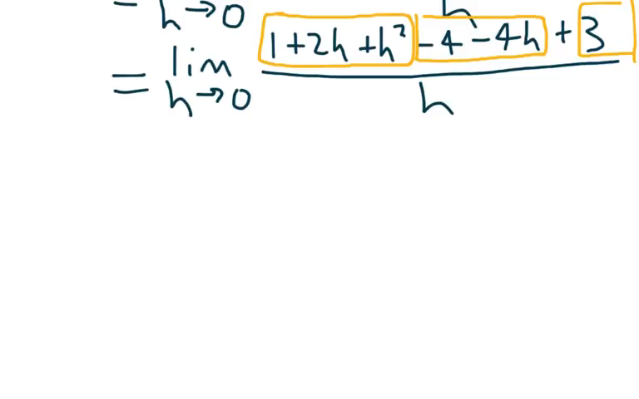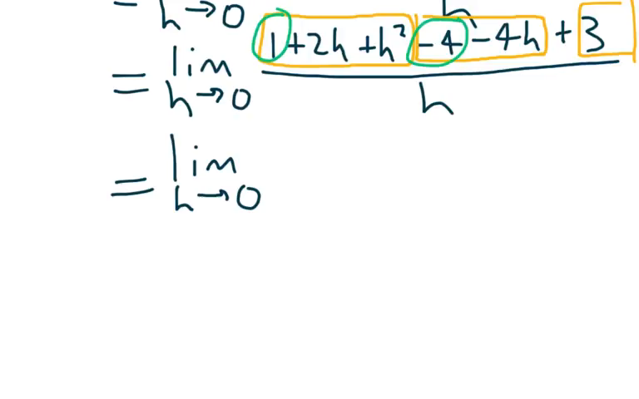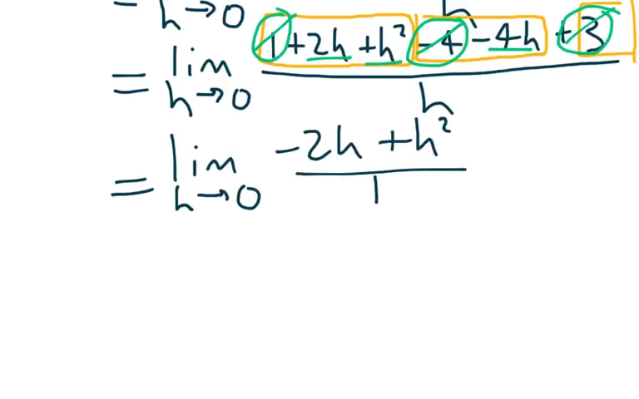Let's see if we get more simplification when we combine like terms. We have the limit as h approaches 0 of, well, let's first look at our constants. We have 1 minus 4, which is minus 3, plus 3. Those all cancel. Next we have 2h minus 4h, which gives us minus 2h. And finally, the only term that's left is plus h squared. And this is still all over h.